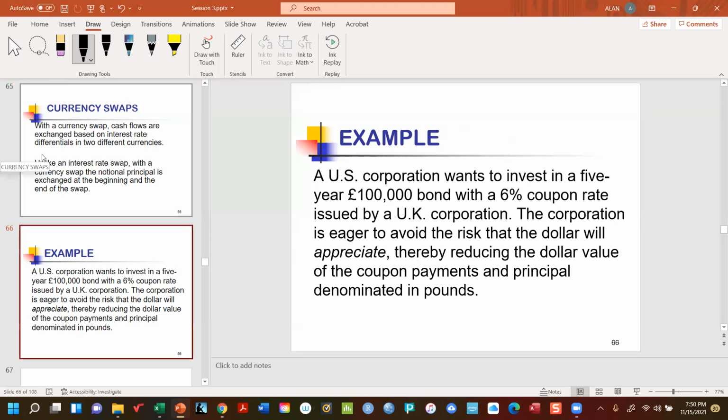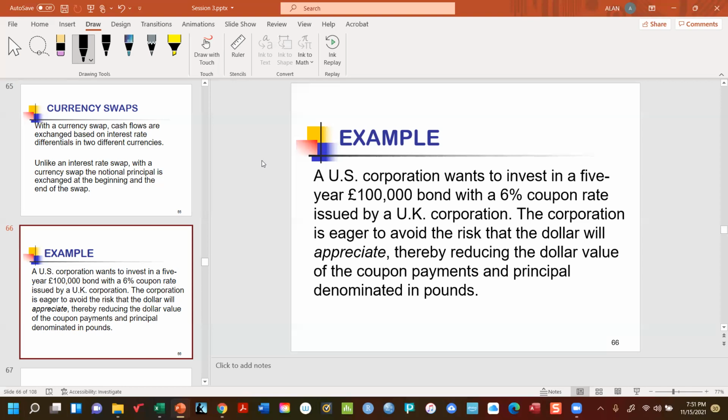So imagine the following situation. A US corporation wants to invest in a 5-year, 100,000 pound bond with a 6% coupon rate issued by a UK corporation. Now, the problem with doing something like this is that if they buy this, they have to convert their dollars into pounds, and they're going to receive pound payments for the next 5 years. And we don't know what the exchange rate will be between the dollar and the pound during that period. And anytime the dollar gets stronger, that will reduce the dollar value to this company of having British pounds.